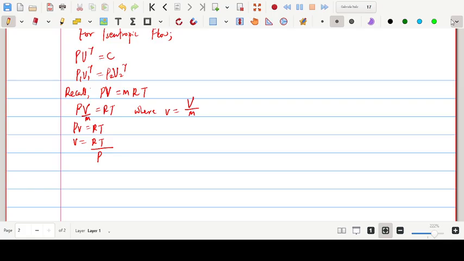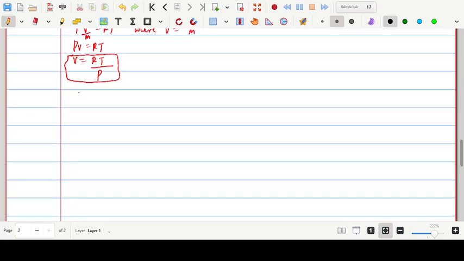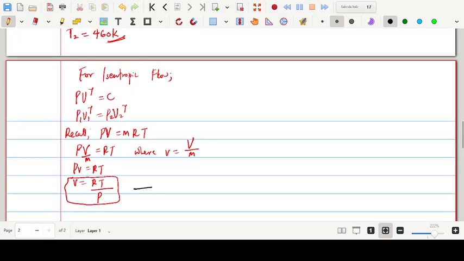Kindly take notes. Let me change the color. Okay, so in this case, we should call this one equation 2, and this one equation 1. Okay, fine.